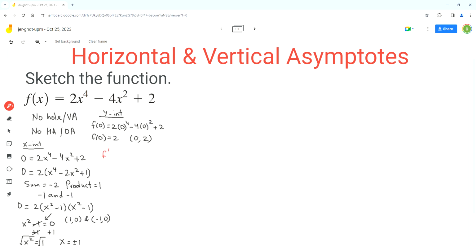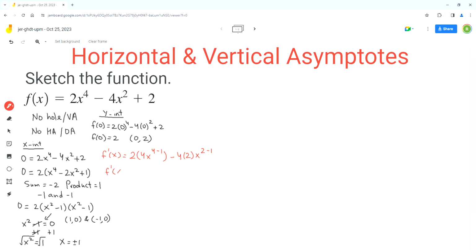So f prime of x equals, we'll have to use the power rule. For the first term, 2 is the coefficient, so it will stay as it is. And the derivative of x exponent 4 as per power rule will be 4 times x exponent 4 minus 1. So as per the power rule, we move the exponent to the front and then we subtract 1 from the exponent. Now in the second term, 4 is the coefficient, so it will stay as it is. And for x squared, we'll move the 2 to the front and subtract 1 from 2. Now the number term 2 is a constant, so its derivative is equal to 0.